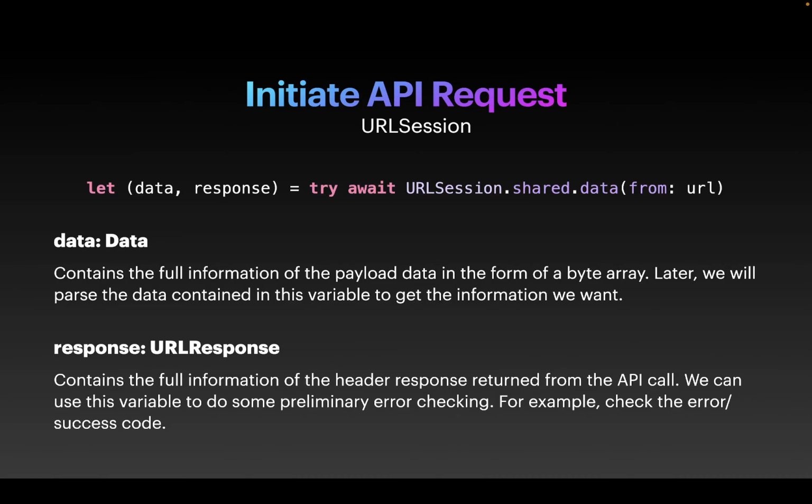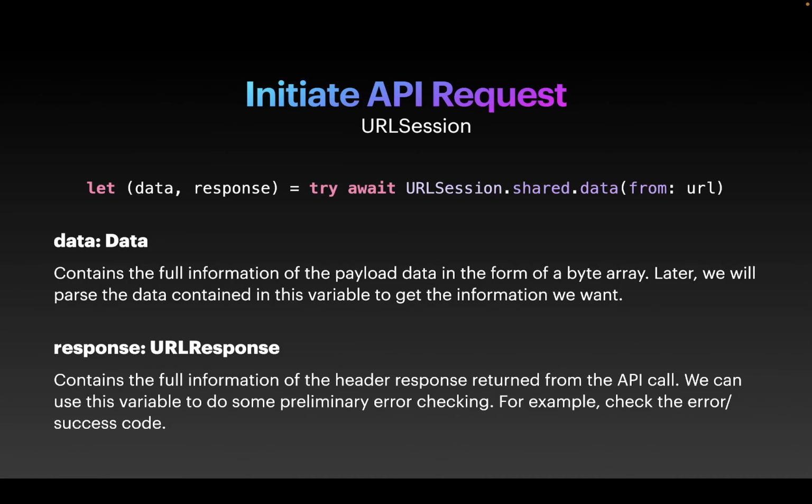All right, now let's take a closer look at what the .data function returns. It returns two things. First is data, and the type is Data with a capital D. The data contains the full information of the payload you get back from the endpoint when you access it. It's in the form of a byte array. Well, it's not exactly a byte array, but it's some sort of byte array form. Later we will parse this data variable to get the information from it.